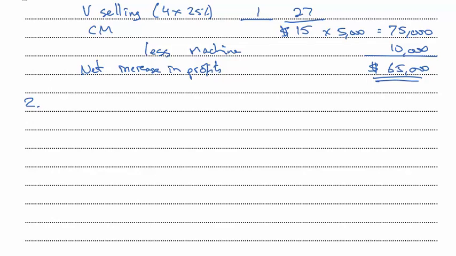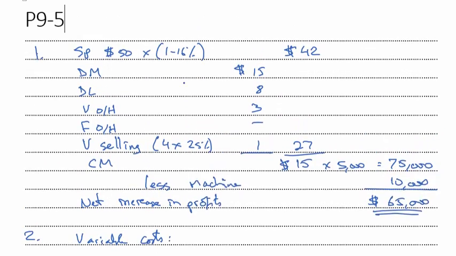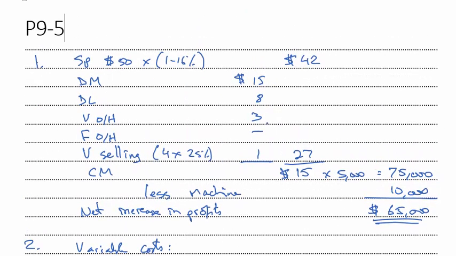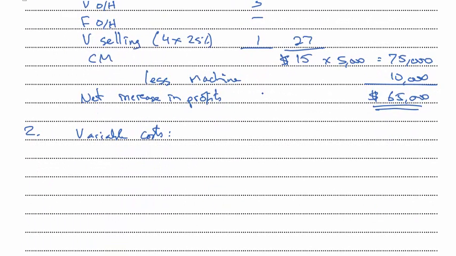Well, let's see. If we look at our variable costs, we've got direct material, direct labor, and variable overhead. That works out to 15 plus 8 plus 3, which is $26.